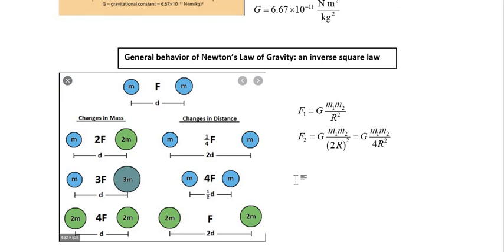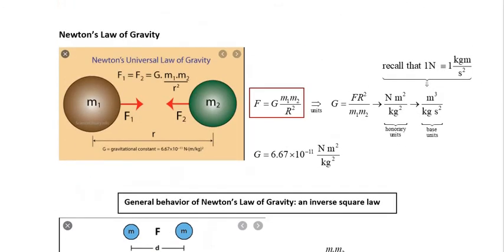So make sure you understand what's going on over here. Over here, they're doubling the distance, but they're increasing both masses by 2. So that's not going to change, because if you double each mass, that'll give you a product of 4 in the numerator. And if you double the distance, that'll give you a factor of 4 in the denominator. So that would be no change on F. Make sure you understand all these situations. Okay, that concludes this brief video.